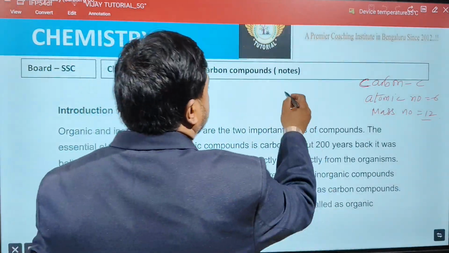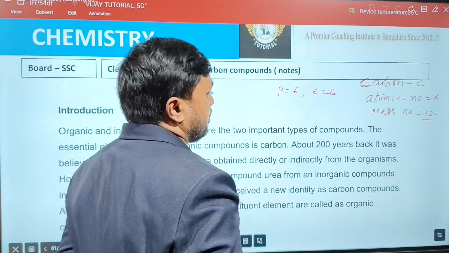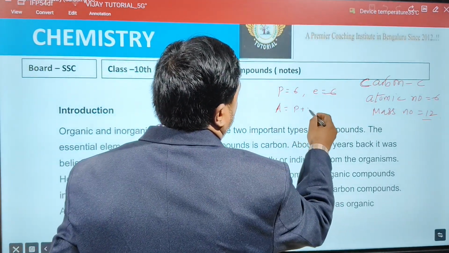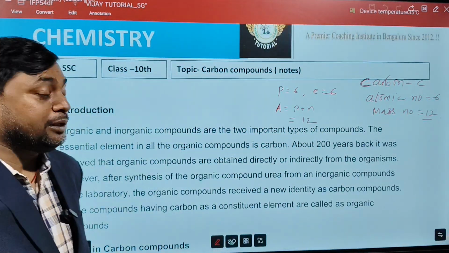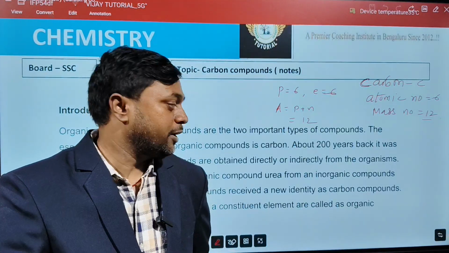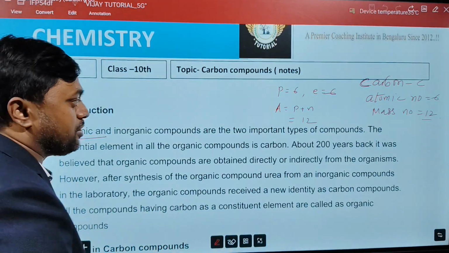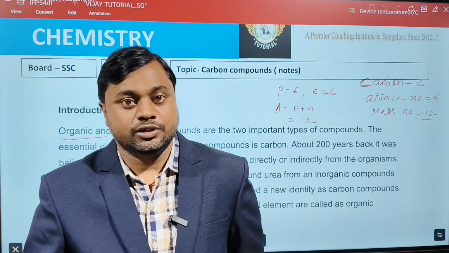It means it has 6 protons, and electrons are also 6. Mass number, that is A, is nothing but P plus N, proton plus neutron, that is 12. This is basic information. It is a p block element present in group 14. So organic chemistry is a branch of chemistry which deals with the study of carbon and its compound.